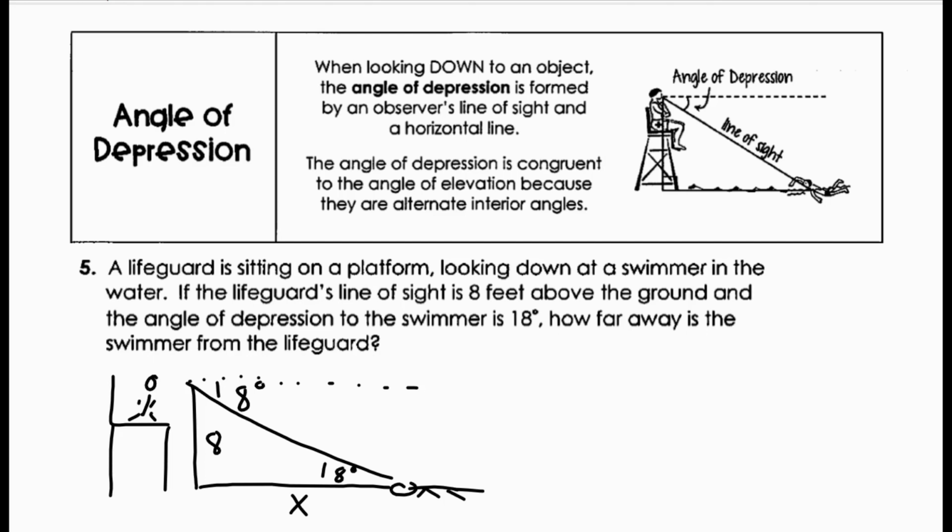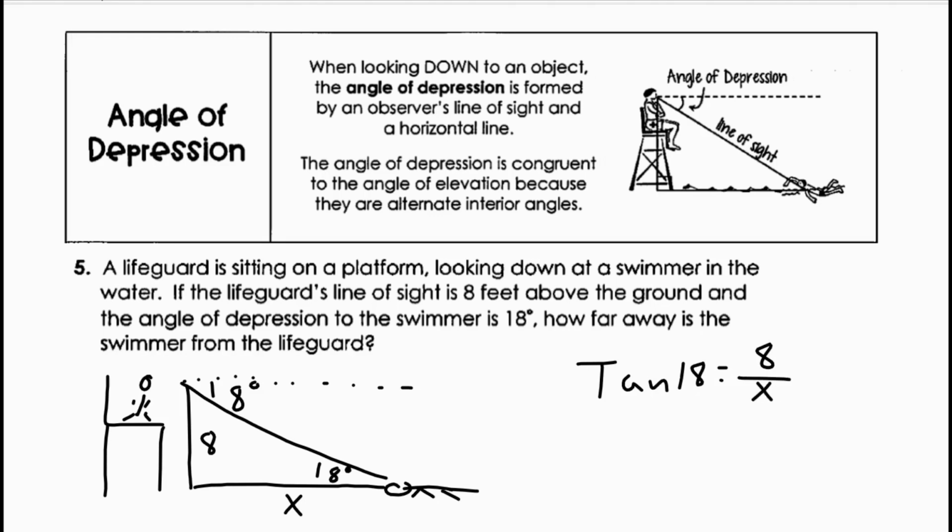8 is opposite the 18 degrees. X is adjacent to it, so I'm going to use tan. So tan of 18 is going to be equal to 8 over x. I'm going to multiply by x and divide by tan 18. So I'll get x is equal to 8 over tan 18, which will give me x is equal to 24.6 feet. So the lifeguard and the swimmer are 24.6 feet apart.